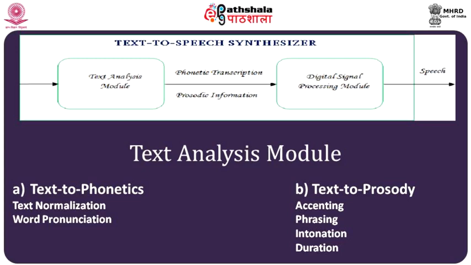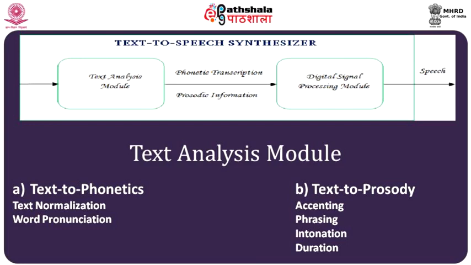A general TTS synthesizer comprises a text analysis module and a digital signal processing module. These are the two main modules. The text analysis module converts the text into phonetic transcription and prosodic information. These two pieces of information are then utilized by the next module, which is the digital signal processing module. These two modules are used to convert the basic text input into speech. The first one, the text analysis module, has two blocks.